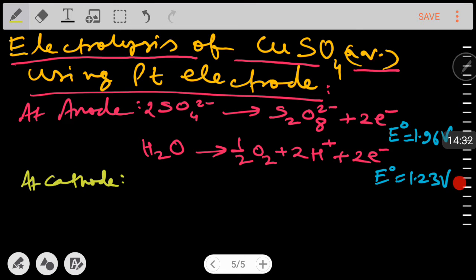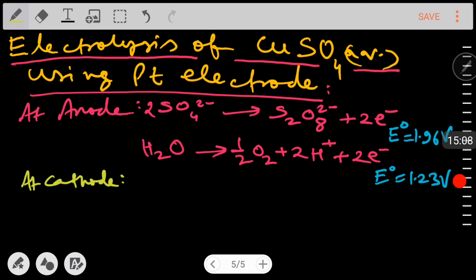Now we will discuss the electrolysis of copper sulfate aqueous solution using platinum electrode. Platinum electrode means inert electrode because they do not take part in the reaction. At the anode, the sulfate anion will go where it can be converted into S2O8 2 minus, being oxidized by losing 2 electrons. The second reaction which may occur at the anode is oxidation of water. It gives oxygen, 2H plus and loses 2 electrons.